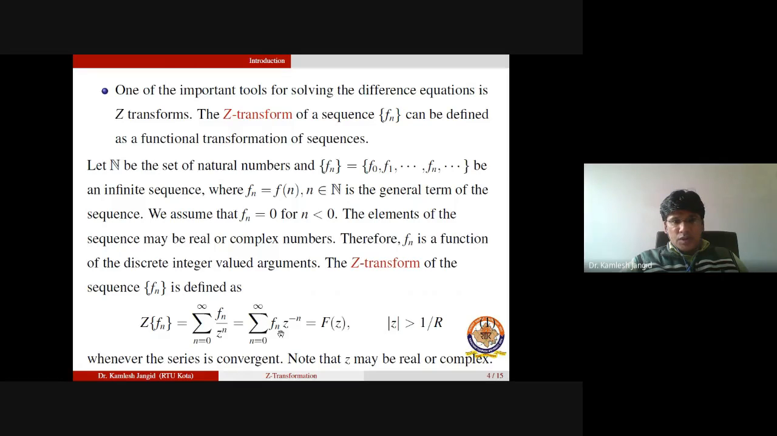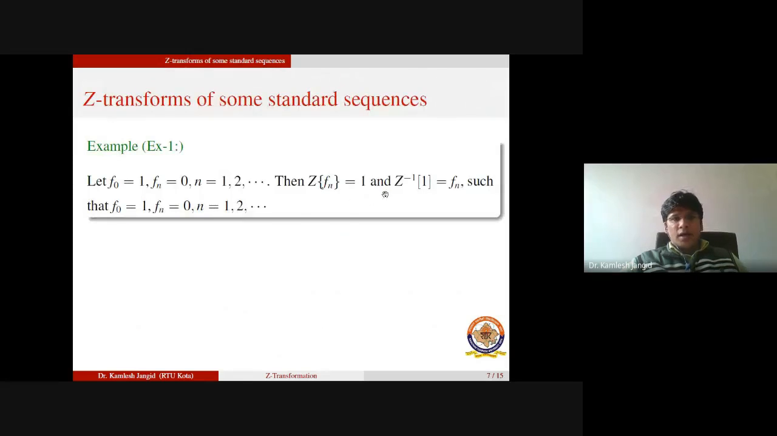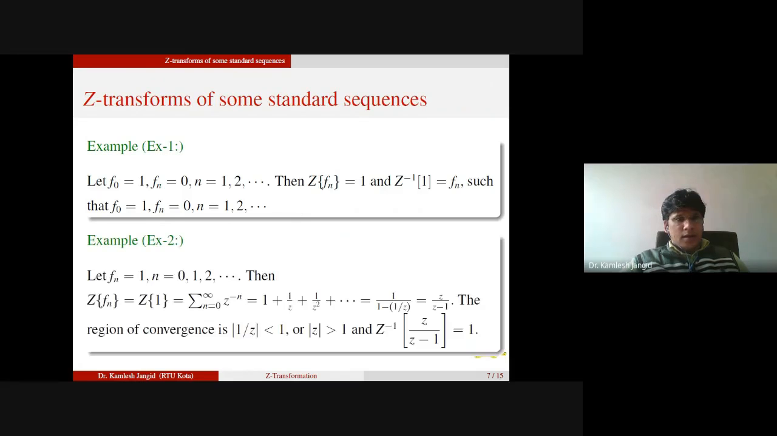So for n equals 0, we get 1 only, and for the remaining values it is 0. Therefore the Z transformation of this sequence is 1. And the inverse Z transformation of this 1 equals the general term of the sequence Fn, such that F0 equals 1 and Fn equals 0 for n equals 1, 2, and so on. Right? Let us see the second example.